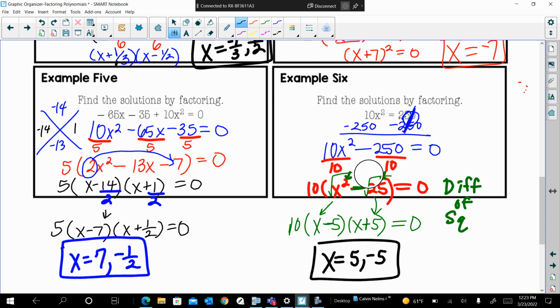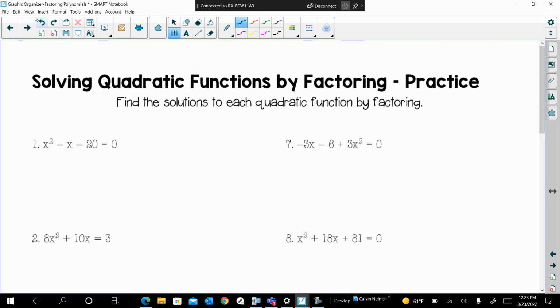Okay? So you're going to use these steps, use these examples, to do some practice of solving quadratics by factoring. Keep the green paper that has all the notes on it, and the white paper is what we're going to check. We're going to do some more practice together, just make sure you're on the right track. Okay, so this is what we're looking at, the practice sheet.